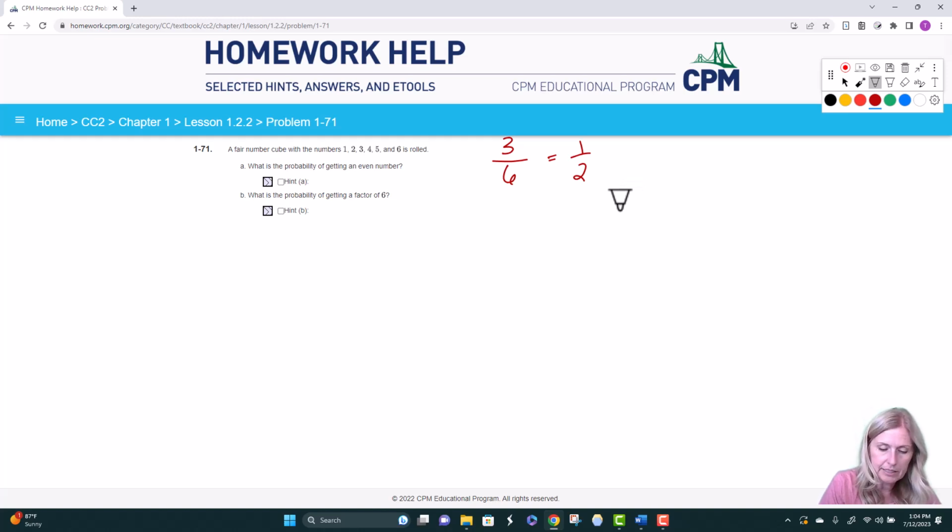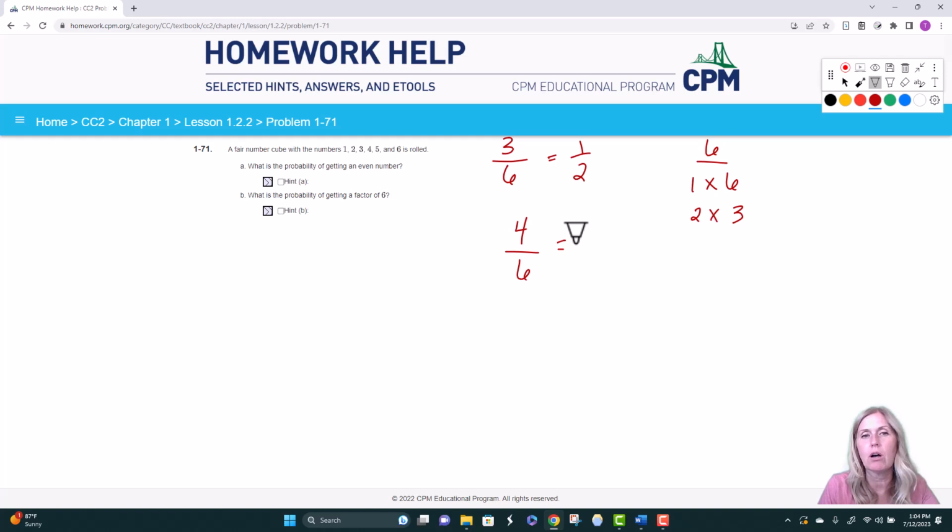B, what is the probability of getting a factor of 6? So let's look at all of the factors of 6. You can get there by multiplying 1 times 6 or 2 times 3. So these 4 numbers right here are all the factors of 6. So out of 6 total numbers, there are 4 that are factors of 6. And again, if you can reduce, you need to always reduce. So we're going to divide both of these by 2, and that reduces down to 2/3.